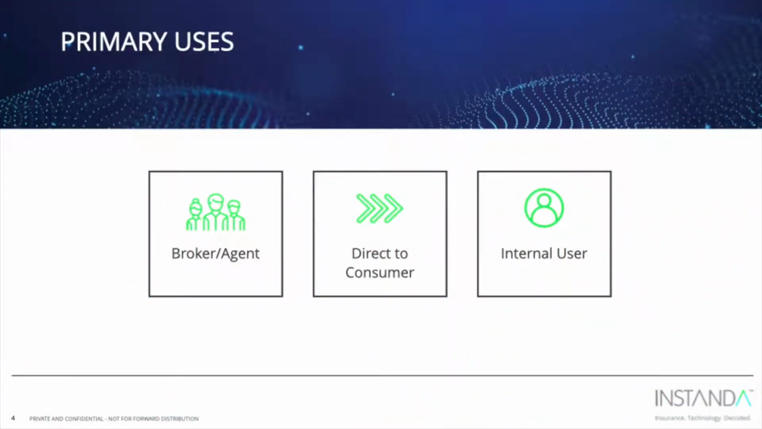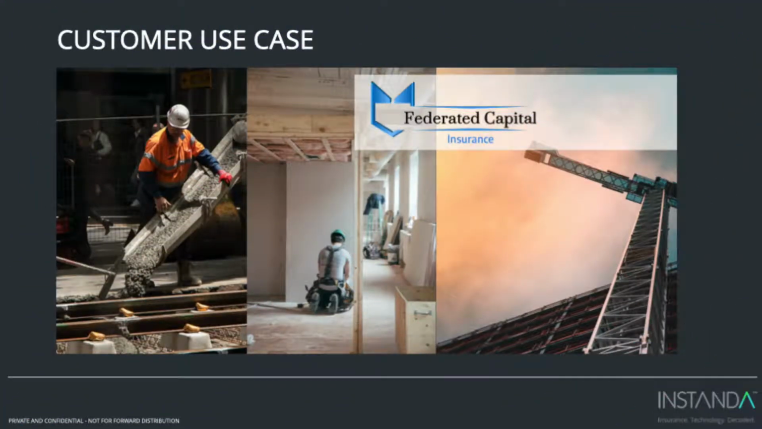Before we jump behind the scenes to configure insurance products, we want to show you the 3 primary ways that companies experience INSTANDA: through the eyes of a broker, a customer, and an internal user, like an underwriter. To show these different views, let's look at a company called Federated Capital Insurance. They are an experienced insurer that has offered general liability products for many years, but are ready to bolster their broker capabilities by offering a new construction package. At the same time, they also want to expand their reach by offering a direct-to-consumer channel.